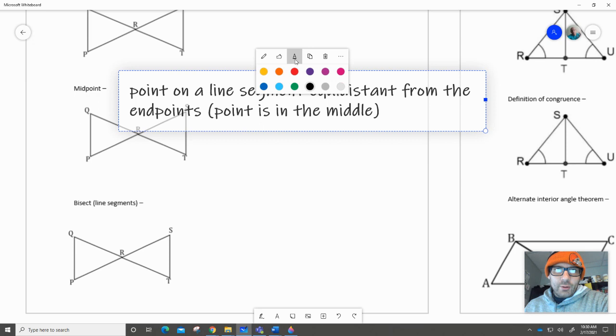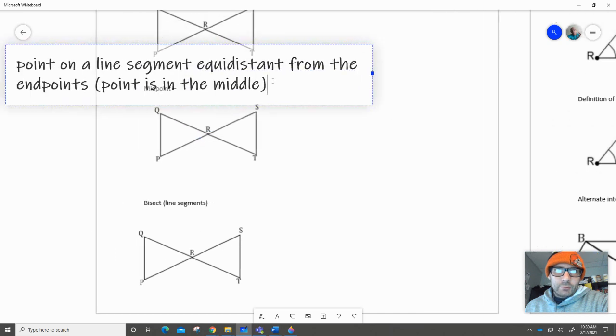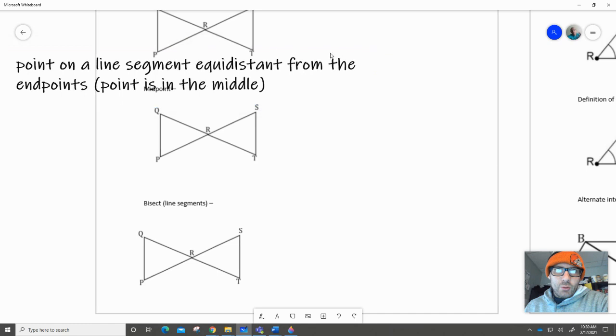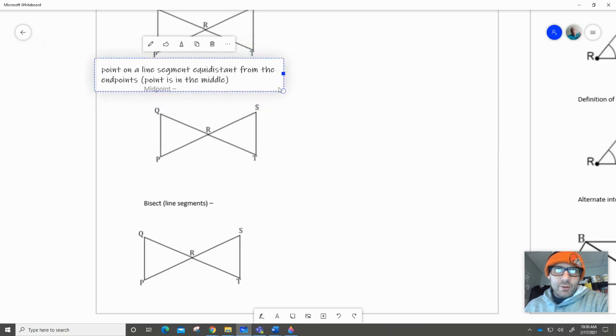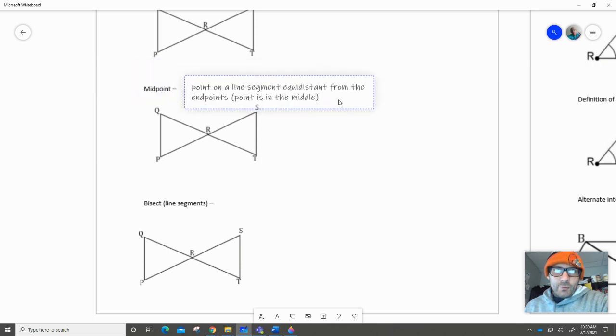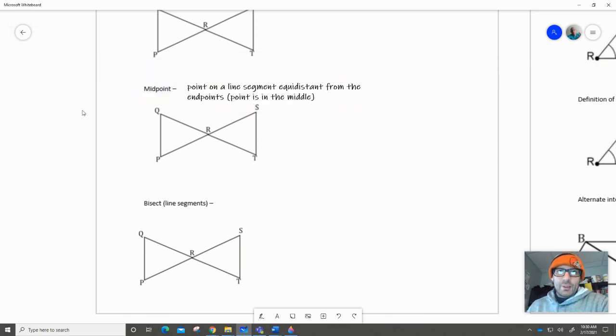Apologize for that. Midpoint. It's a point on a line segment equidistant from the endpoints. The point is in the middle.